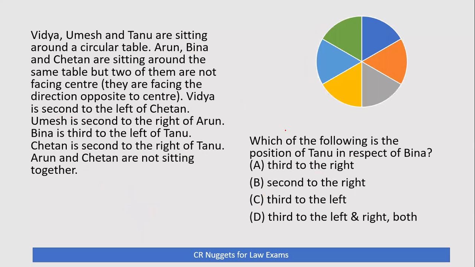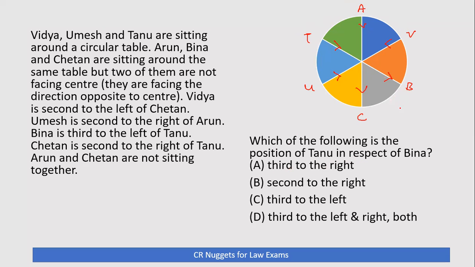Now, rather than drawing the diagram again, I will simply make the people sit. Arun looking inside. This was our diagram. V looking inside. B looking outside. C looking outside. U inside. And T inside. This is my diagram. Which of the following is the position of Tanu in respect of Beena? Tanu in respect of Beena, both are directly opposite.